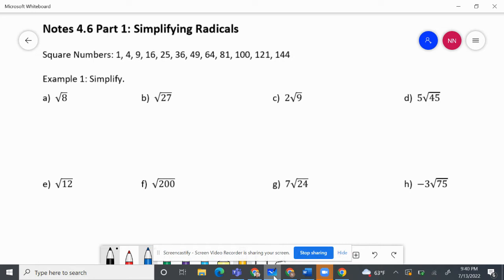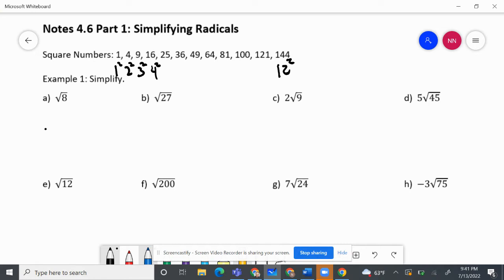How we simplify radicals is we're looking for square numbers. So square numbers would be anything squared that gives us one of these numbers. So 1 squared is 1, 2 squared is 4, 3 squared is 9, 4 squared is 16, and so forth, all the way to 12 squared. So whenever we see a number, in order to simplify it, it needs to be one of those square numbers.